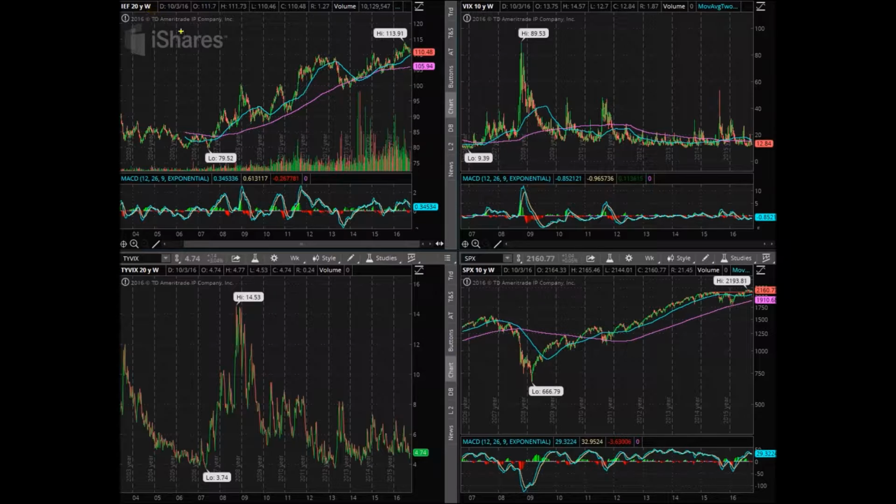The IEF is right up here in your top left-hand corner. That's the 10-year bond. And in the bottom left-hand corner, we have the TYVIX. This is the volatility index of the 10-year bond. It's similar to the VIX. The VIX is the volatility index of the S&P 500. It's based on options prices, and when options prices become expensive, then the VIX becomes expensive. In your bottom right-hand corner, I have the S&P 500. In the top right-hand corner, I have the VIX.